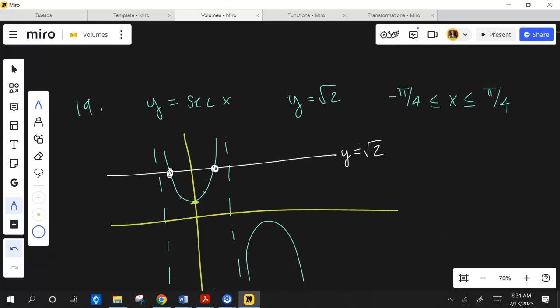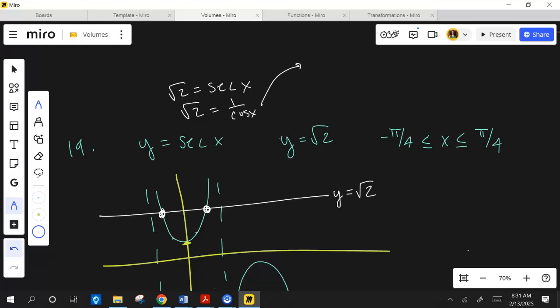If you do square root of 2 equals secant x, secant is 1 over cosine. So if I flip both of these, I get 1 over square root of 2 equals cosine x, which if I rationalize that denominator is square root of 2 over 2. Where is cosine square root of 2 over 2? Pi over 4. That's where they both are. So it does happen to be pi over 4, but theoretically you would want to set those equal so you can make sure those were the intersections. Okay, but here we go.